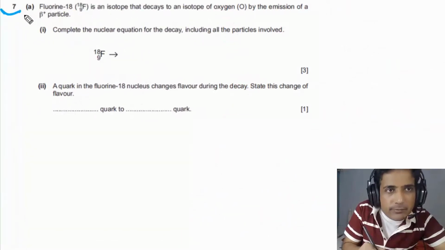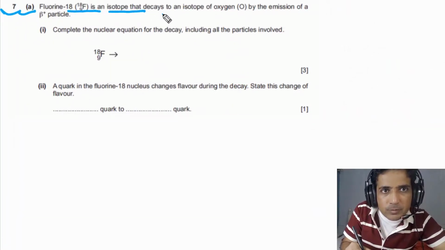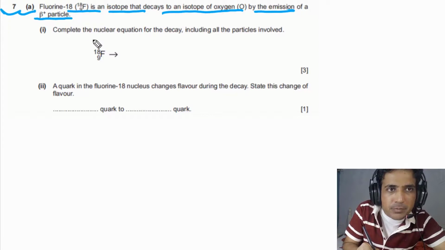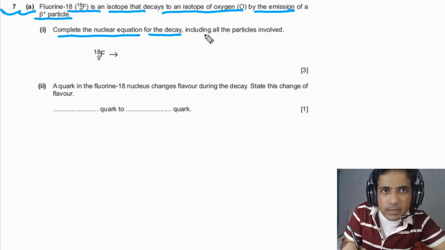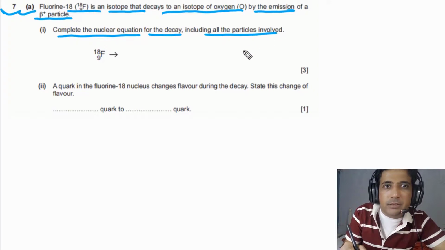For question number 7, part A, it is given to us fluorine 18 is an isotope that decays to an isotope of oxygen by the emission of beta plus particle. We need to complete this nuclear equation for the decay, including all the particles involved.